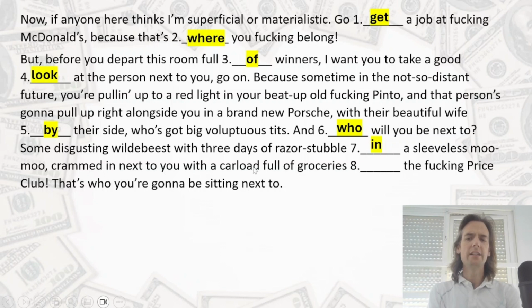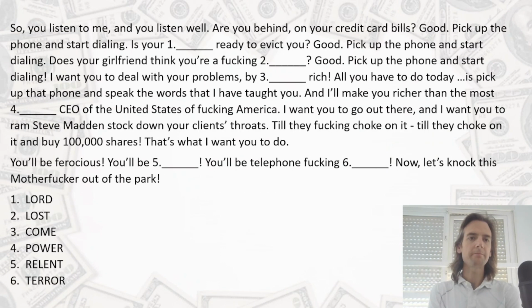And number 8, where do the groceries come from? The Price Club. They're from the Price Club. Again, context of the sentence gives you the answer. So total out of 8 for part 2 there. And let's move on to part 3.